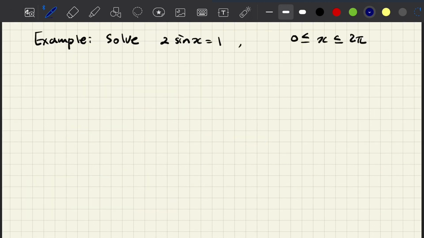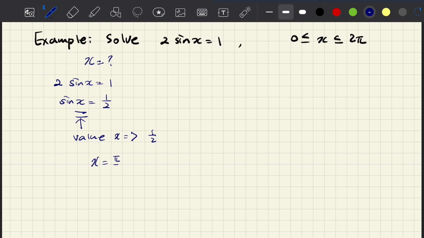Okay, now let's do an example together. Here we need to solve 2 sine x equals 1, and the x value is between 0 and 2 pi. So we are trying to find this x value. We have 2 sine x equals 1. That means sine x is equal to 1 over 2, right? The angle that gives 1 over 2 as its answer is pi over 6. So the x value is pi over 6.